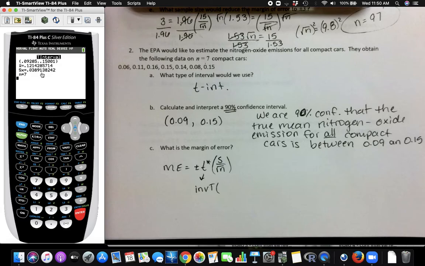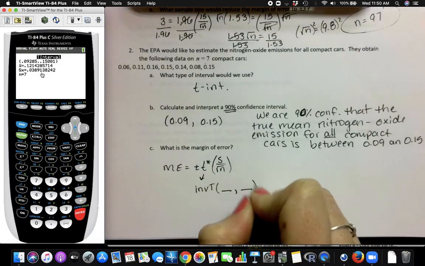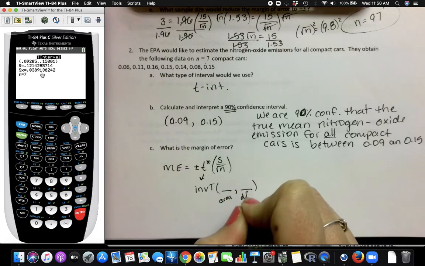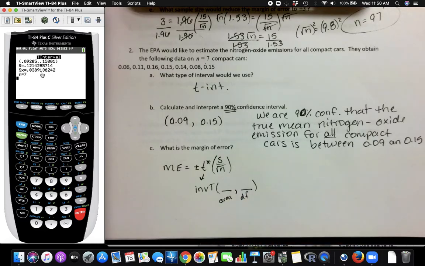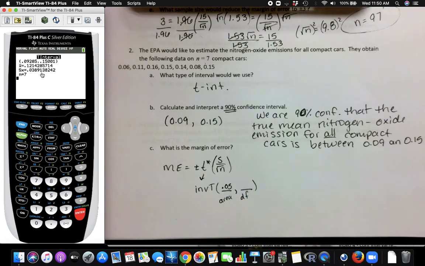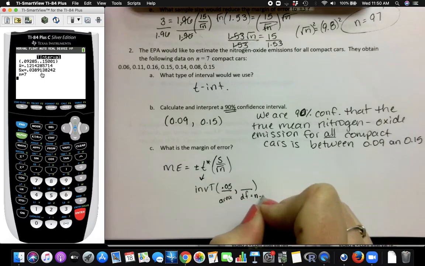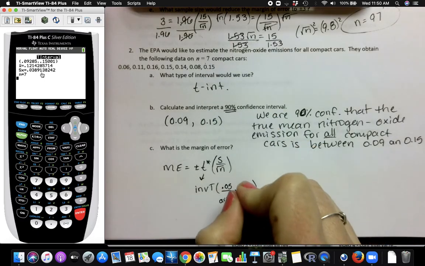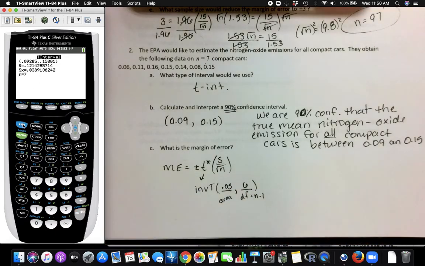So that's inverse t, and that's our area and our degrees of freedom. So our area, if we're doing 90%, 100 minus 90 is 10. That 10 has to be divided by 2 to put 5% in each tail. And degrees of freedom is equal to n minus 1. So we had 7. 7 minus 1 is 6. So second vars, 0.05 and degrees of freedom 6.